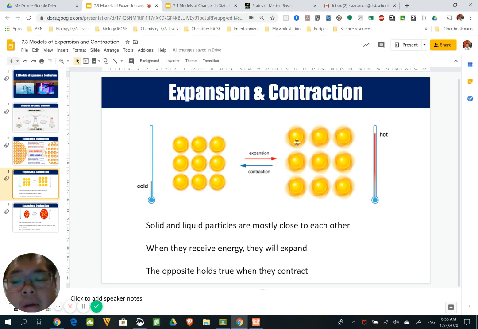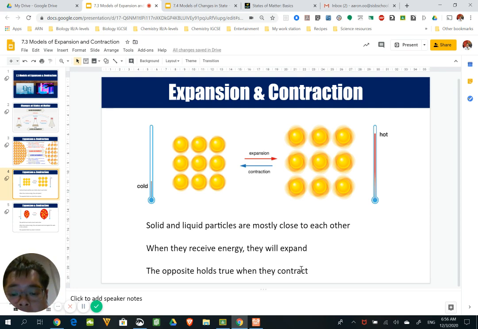We are not talking about expanding the size of the particles. We are talking about expanding the distance between the particles. It's the distance that will tell you about the volume, okay? So here is nothing new. You just basically need to understand when you receive energy, you will expand. You will expand because your particles vibrate. And when they vibrate, they overcome certain forces of attraction, which we will talk about in a later lesson.